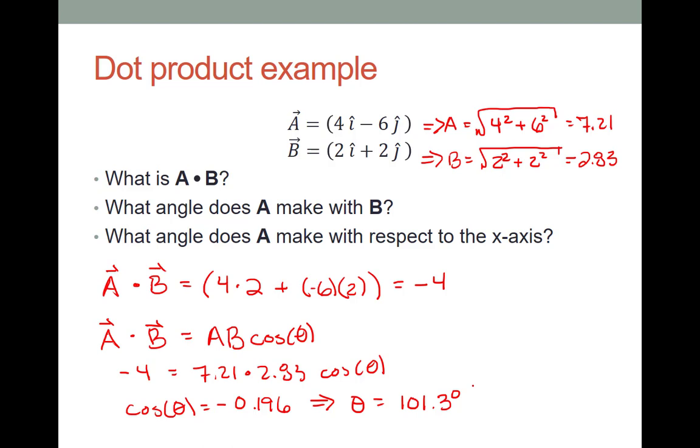Does this make sense for an answer? To look at that, I'm going to graph these two vectors, my y-axis and my x-axis. 1, 2, 3, 4. I'm going to need a little bit more length there. 1, 2, 3, 4, 5, 6. Okay, so down here at 4, negative 6 is the vector A, and the vector B is up at 2, 2.